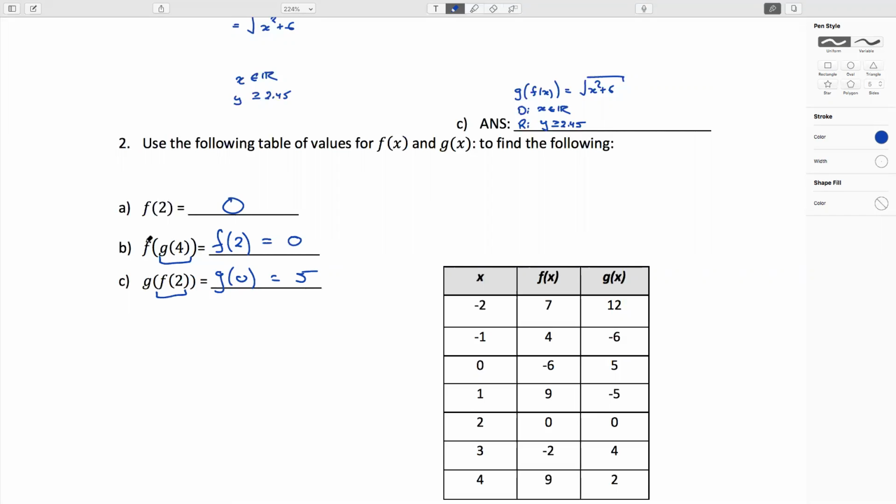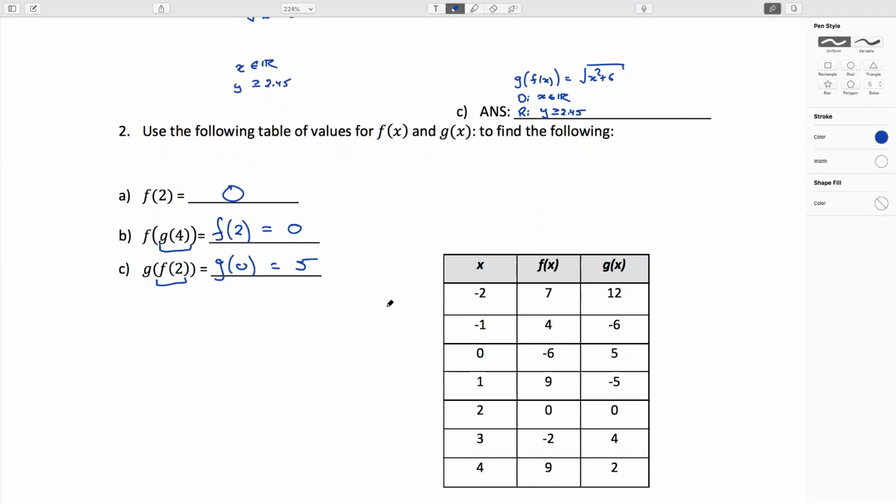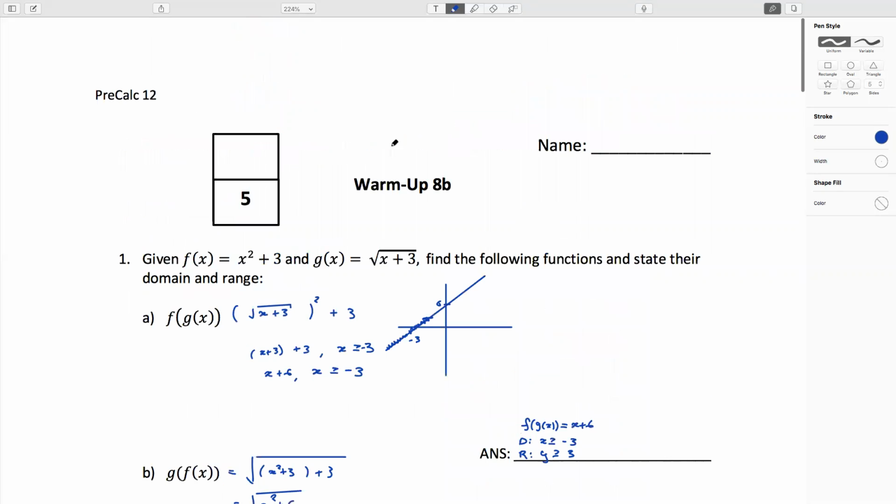So I think that's where I'll stop things. We've got a couple problems here, just something to kind of refresh your memory a little bit on what we had been working on. So we'll keep it short.